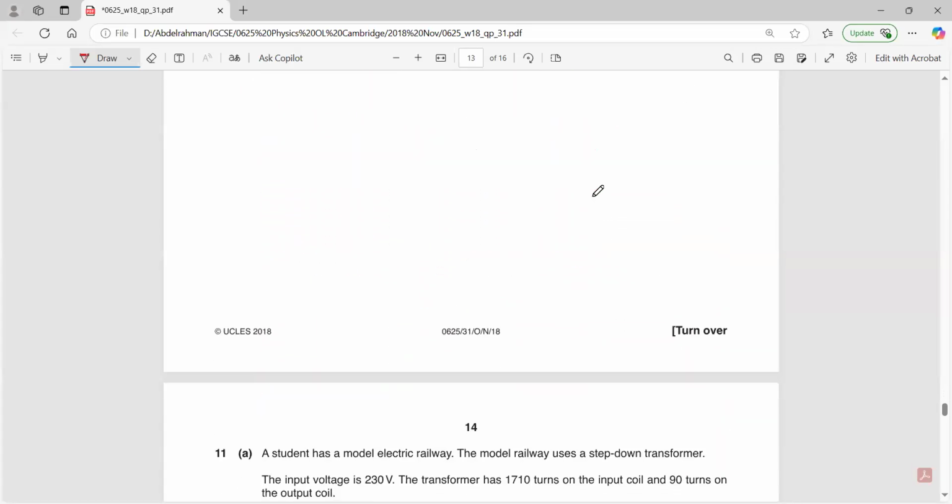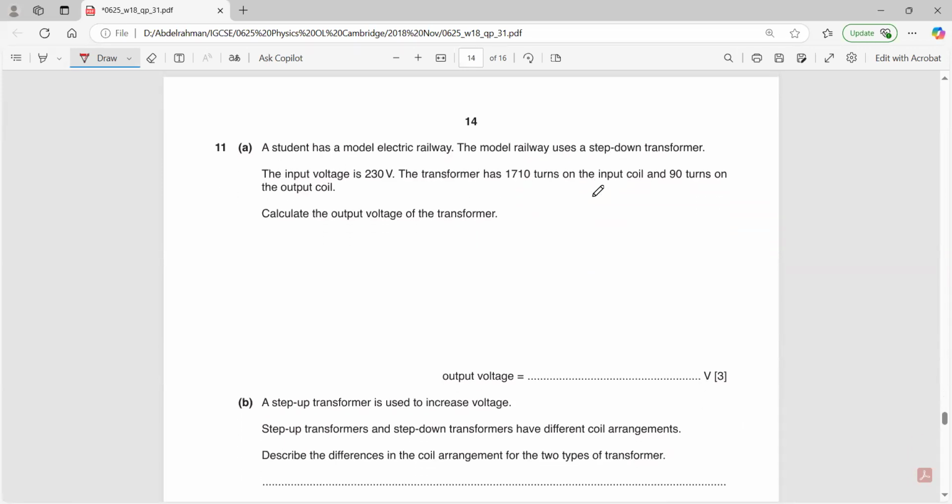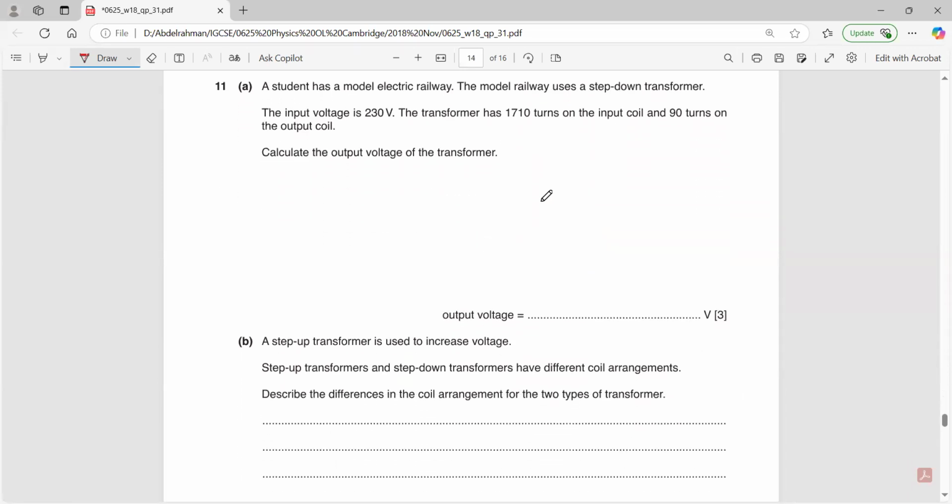A student has a model electric railway. The model uses a step-down transformer. The input voltage is 230 volts. The transformer has 1710 turns on the input coil, 90 turns on the output coil.